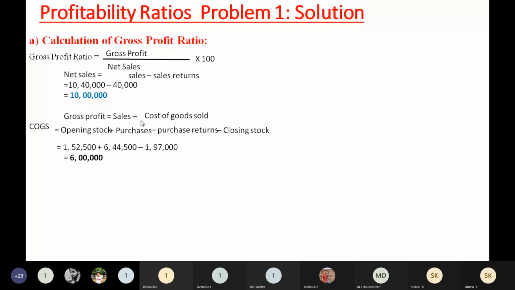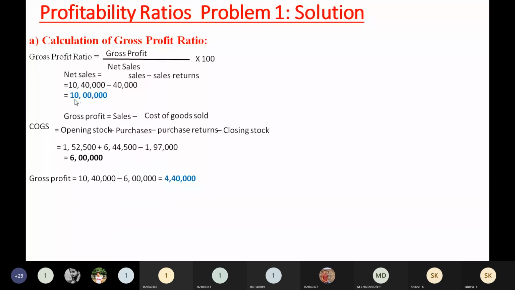Okay. So now you deduct this from sales. Total sales was taken here. Don't take total sales, take net sales here. So minus 6 lakhs. So that will give you 4 lakhs, only 4 lakhs. Okay. So gross profit we have, and net sales also we have calculated, 10 lakhs.